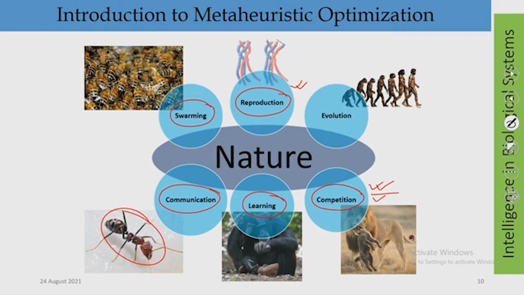By looking at these natural processes, many researchers have proposed optimization methods. We call it the meta-heuristic optimization method. I will explain why it is meta-heuristic optimization. They have given different meta-heuristic optimization methods for solving optimization problems.